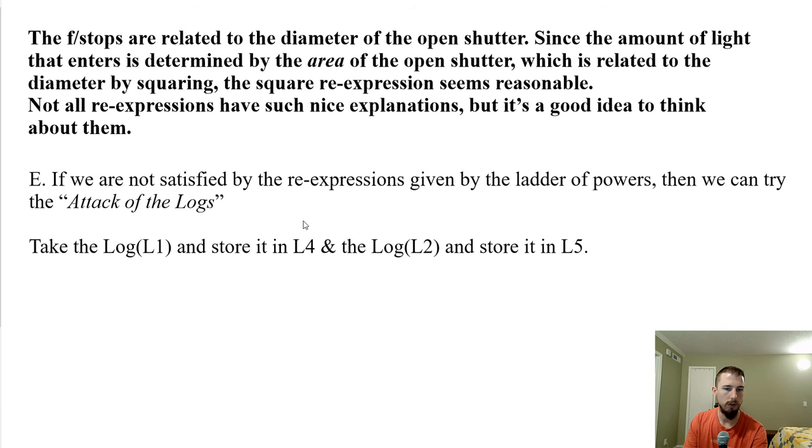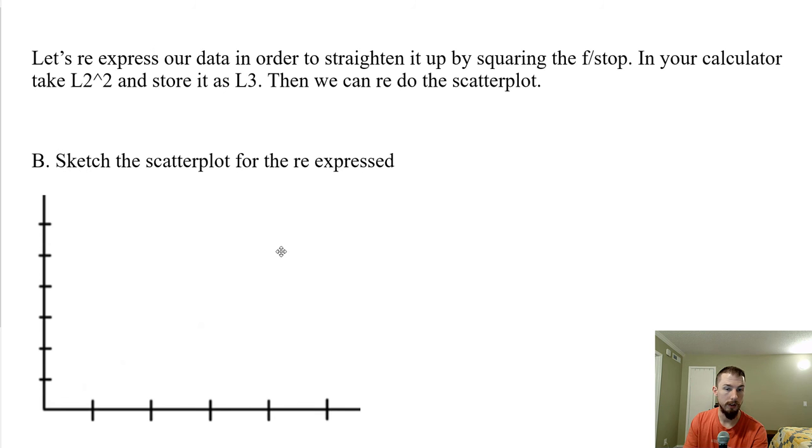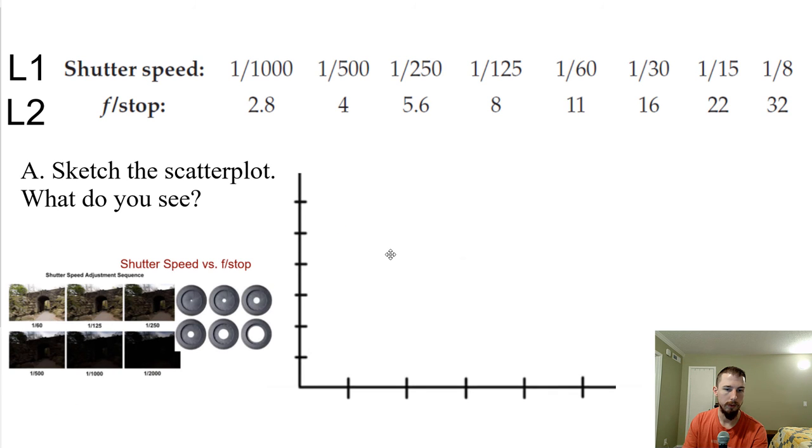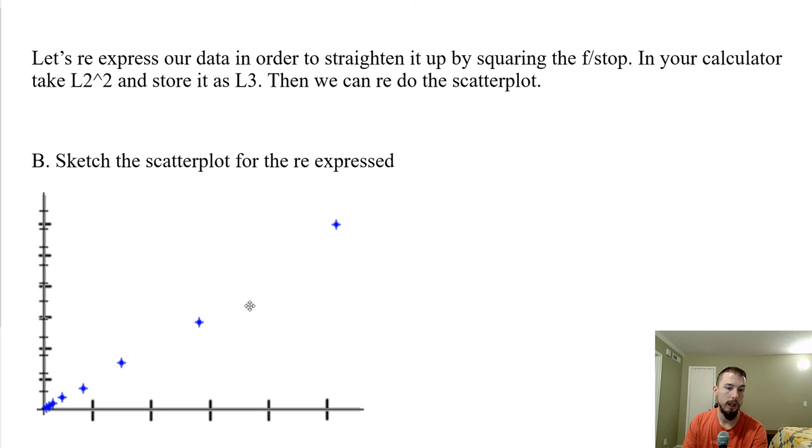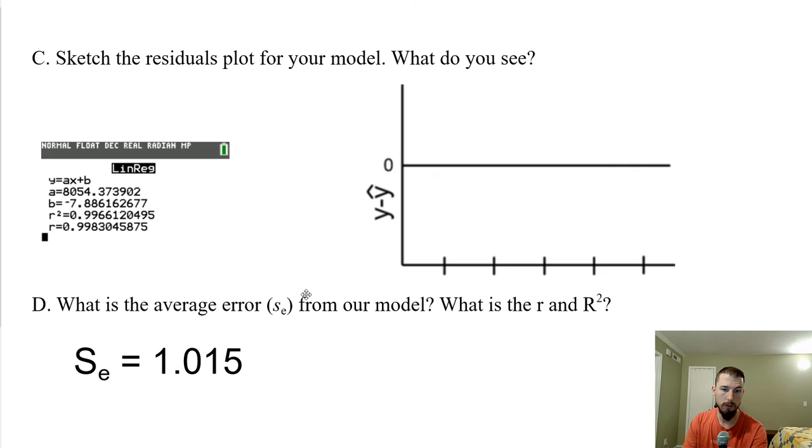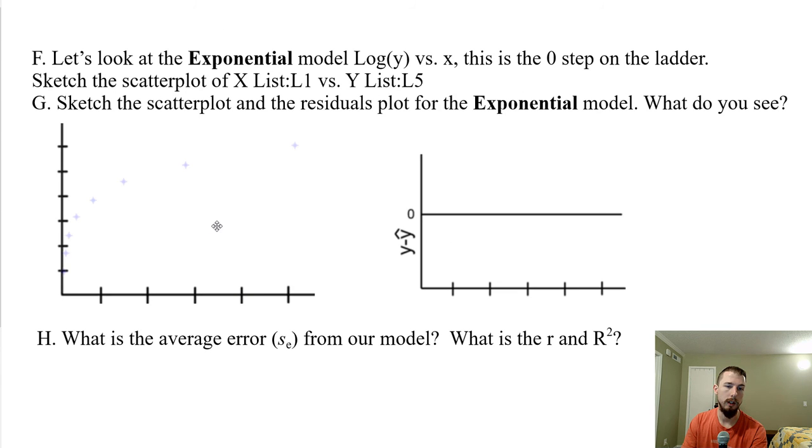So the original one looks something along the lines of that. We wanted to re-express it by squaring it. It worked really well when we squared it, which is going up the ladder instead of down the ladder. But whenever we did the 0 step, which is going down the ladder, it looks even worse, like a square root curve.